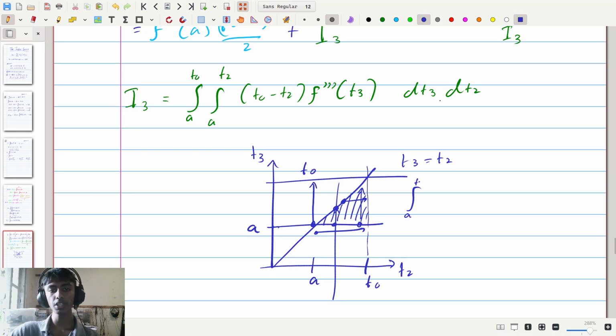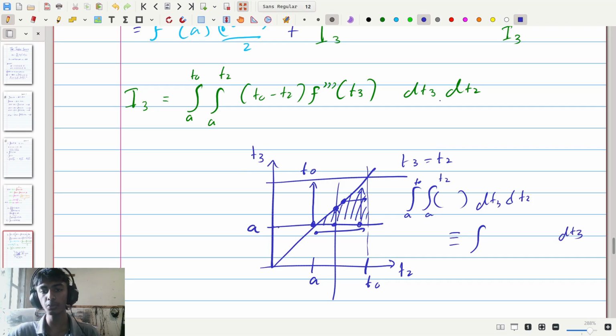Integrating from a to t0 and then integrating that from a to t2, dt3 dt2, integrating whatever is inside here in this format would be identical to integrating first t3, as in first we change t3, so t3 on the outside, being changed from a up to t0, of then changing t2, dt2, from the value here, which is going to be the value of t3, up to here, which is going to be t0. So varying t2 from the current value of t3 up to t0 of whatever is on the inside.